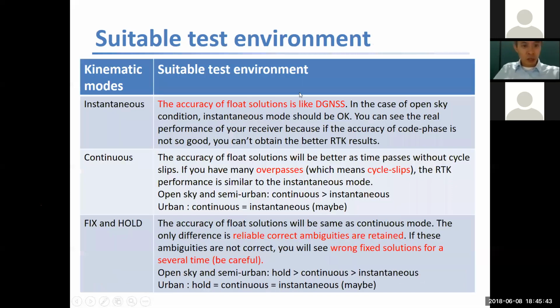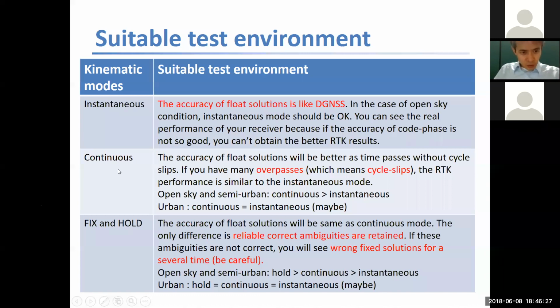So let's check in detail. I will show the suitable test environment for the three kinematic modes. For instantaneous, the accuracy of float solutions is like differential because they are single epoch solutions. So in the case of open sky, instantaneous mode should be okay, and you can see the real performance of your receiver. If you compare receiver performance, it is better to use instantaneous mode. If the accuracy of code phase is not so good, you cannot obtain better RTK results. You will know such receiver limitations if you use instantaneous mode.